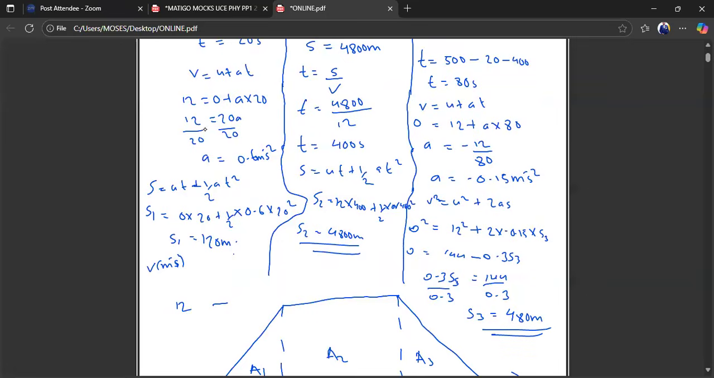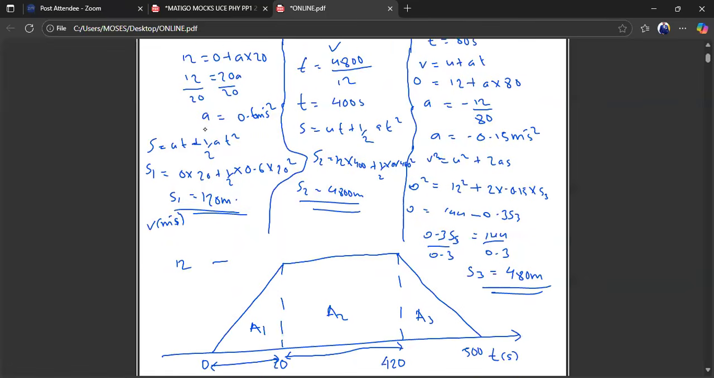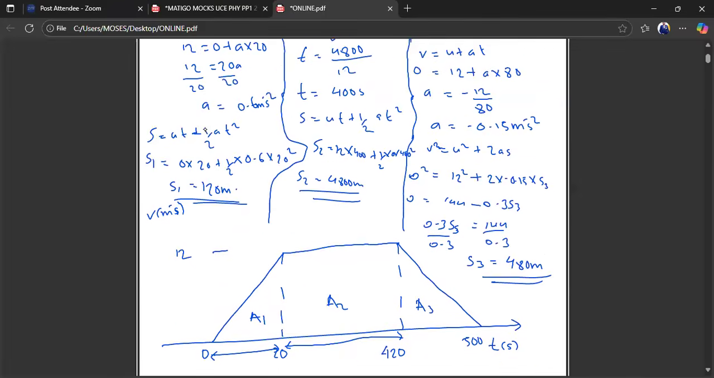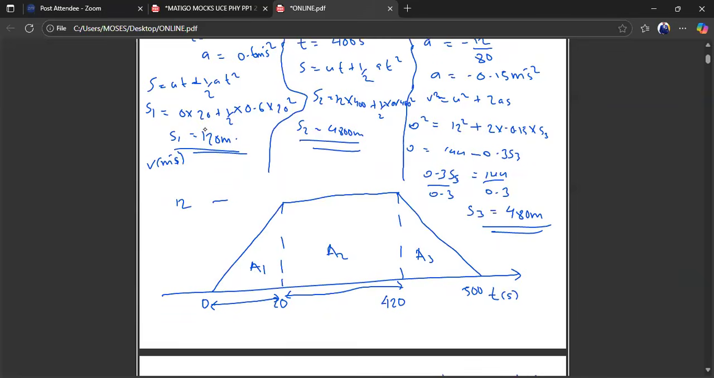So now you see I have this one distance here, this one here, and these distances here, they are the same which you got when you use the area method. Now to find the total distance here, you simply add. Total distance is S1 plus S2 plus S3, which will be 120 plus 480 plus 4, there's another 0 here. And I will simply come up with the same distance.